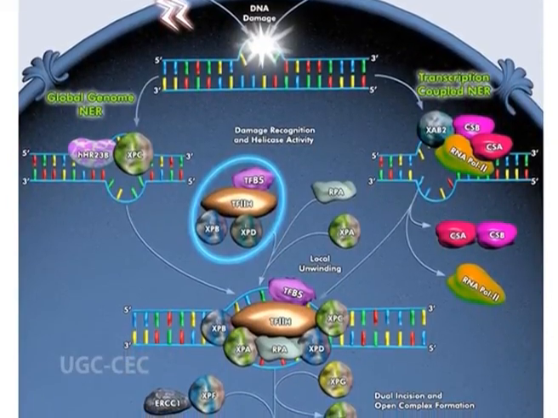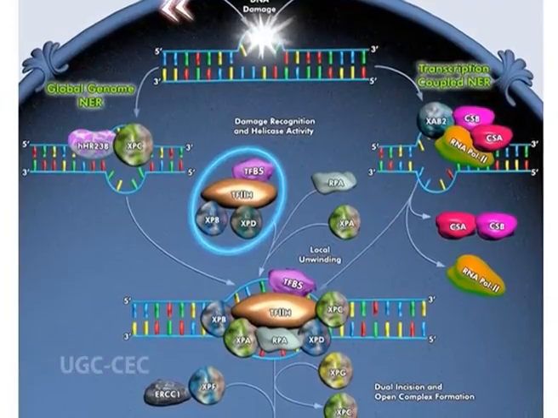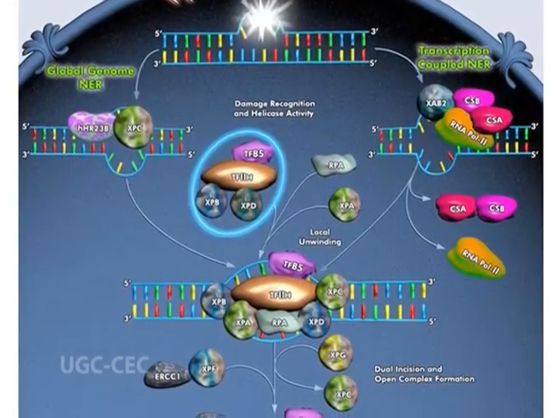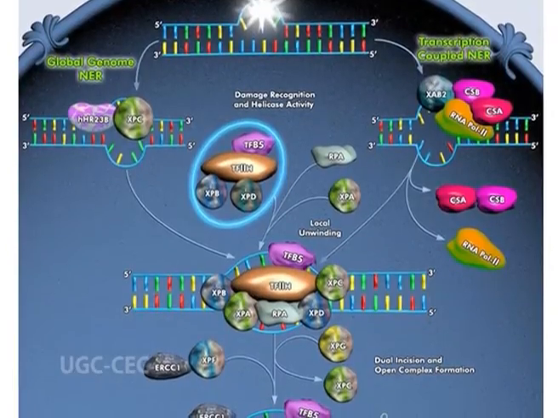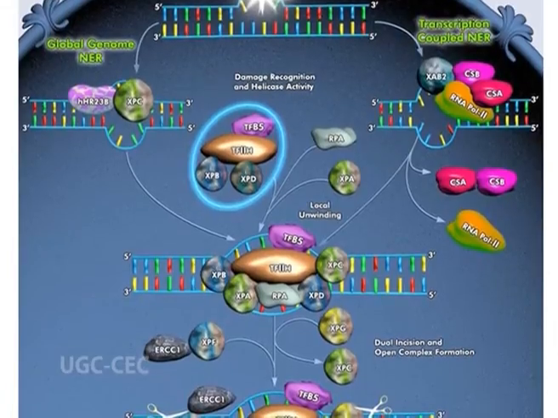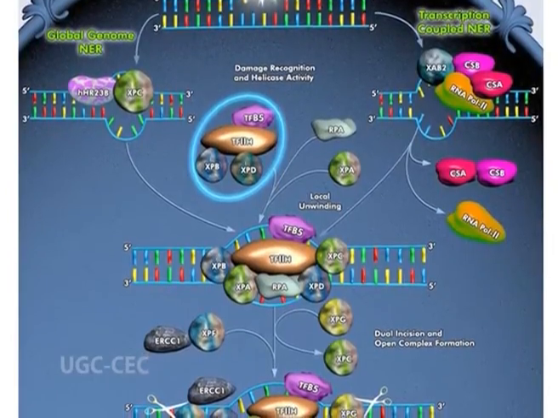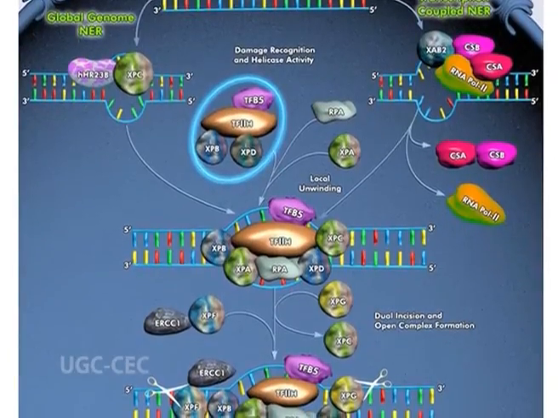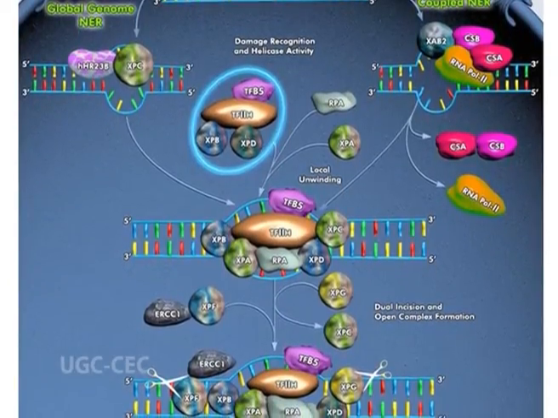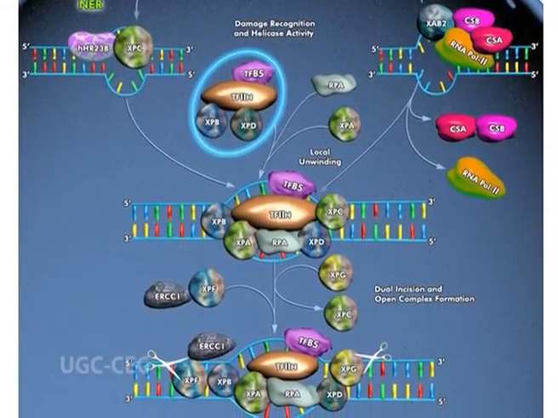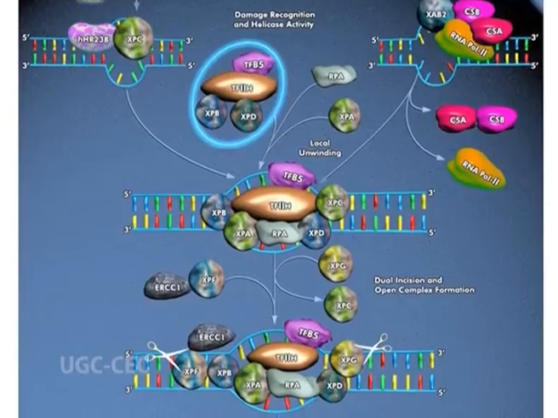The stalled RNA polymerase complex is displaced in order to allow the NER proteins to access the damaged DNA. This displacement is aided by the action of CSA, or Cockayne syndrome A, and CSB proteins, as well as other TC-NER specific factors. The subsequent steps of GG and TC-NER proceed in an essentially identical manner.